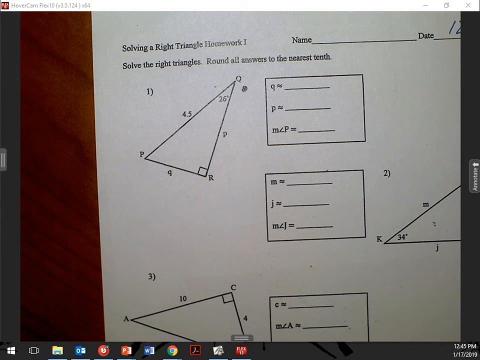To figure out capital P, I know that these two, Q and P, have to add up to what? 90, right? These two have to add up to 90. So can you tell me what angle P has to be? 64, because together they have to add up to 90. So angle P is 64 degrees.